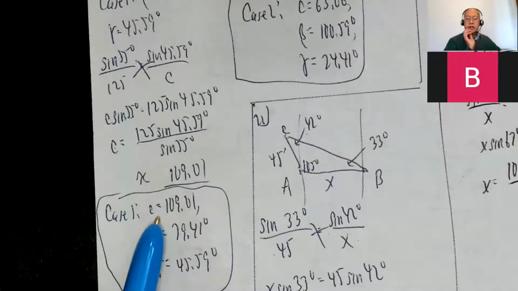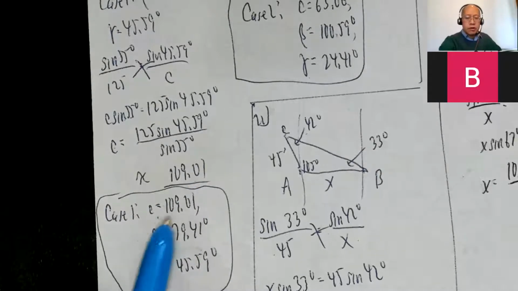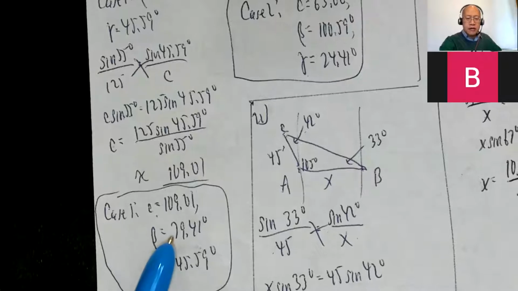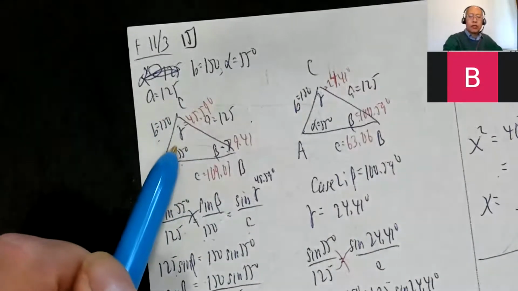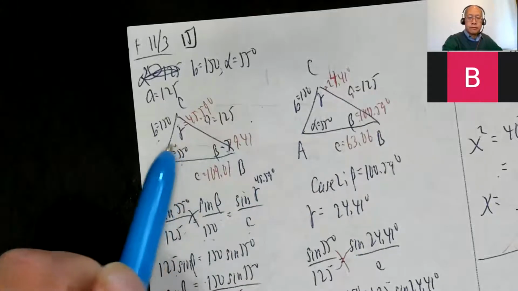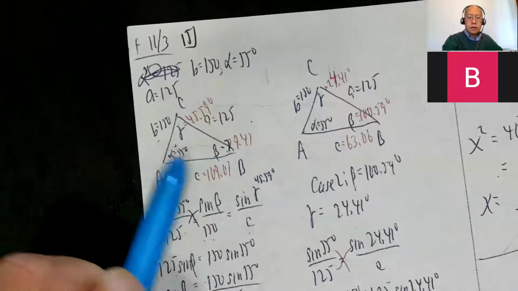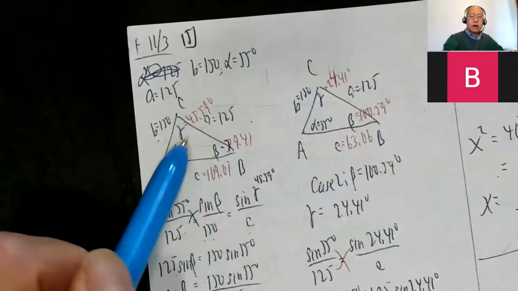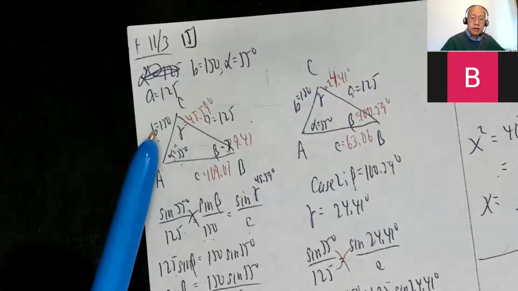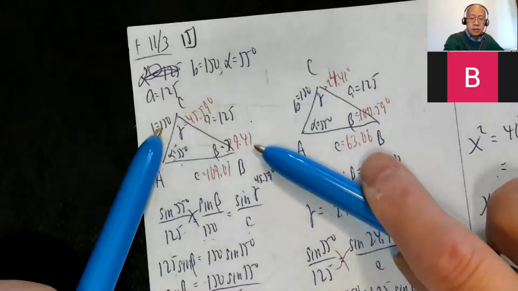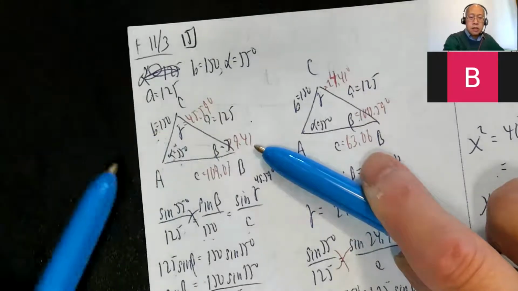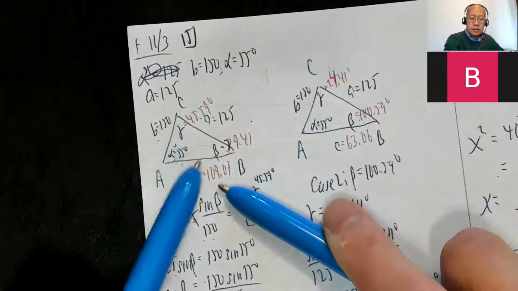So case one, C is 109.01, beta is 79.41, gamma is 45.59. I put those all back here now in red. So now the triangle is solved. That is one solution, case one. Okay, so I now have all three sides and all three angles. Quick check. Largest angle, largest side, correct? Smallest angle, smallest side, yes.